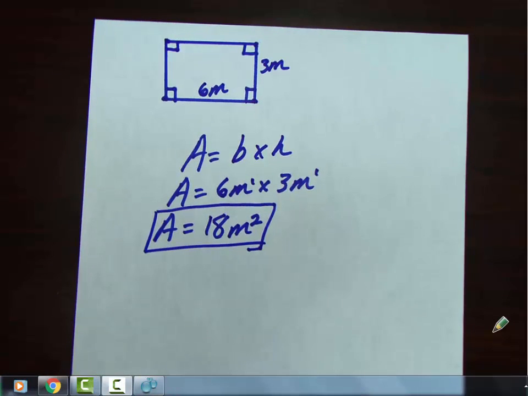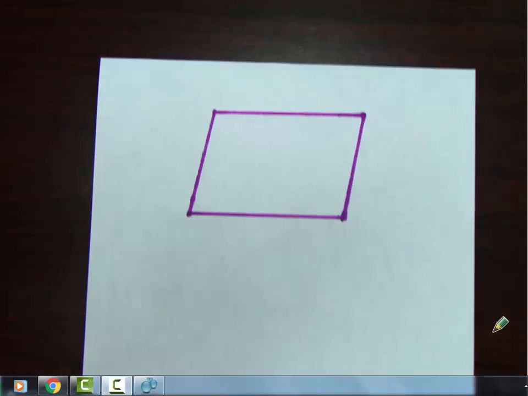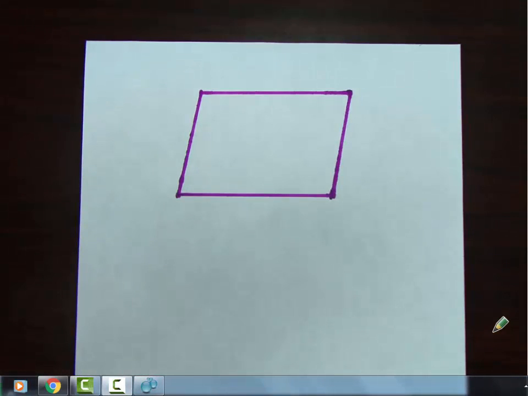So now, rectangles are fairly simple. But what if we look at a parallelogram? A parallelogram is shaped a little bit different than a rectangle. So how do we find the area of a parallelogram?